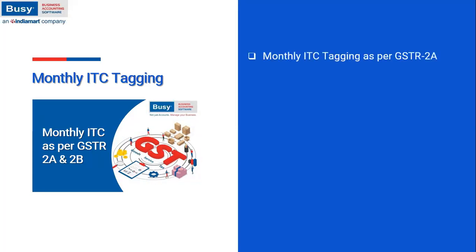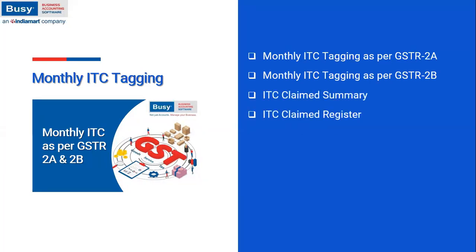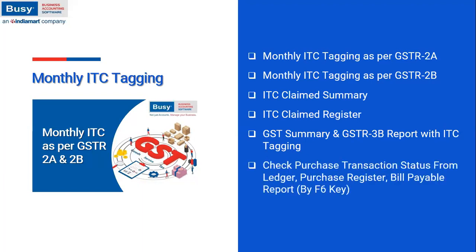Multiple reports are available. So monthly ITC tagging as per GSTR2A, monthly ITC tagging as per GSTR2B, ITC claim summary, claim register, GST summary, GSTR3B report with ITC tagging. So after the ITC tagging, you can check the GST summary and GSTR3B report, and you can file the GSTR3B return also as per your monthly ITC tagging. And this feature is also available.